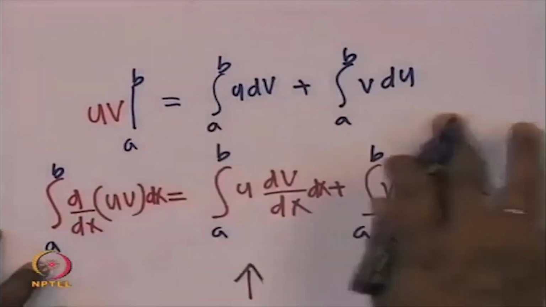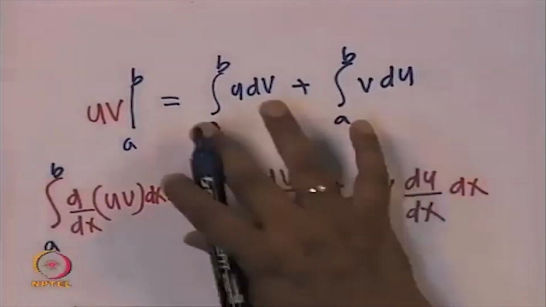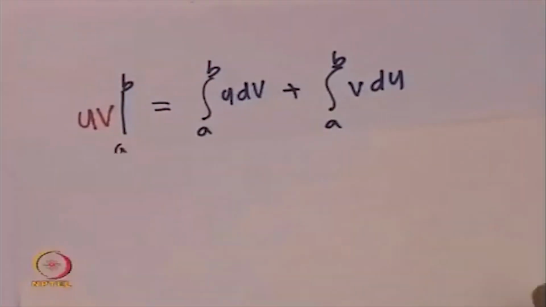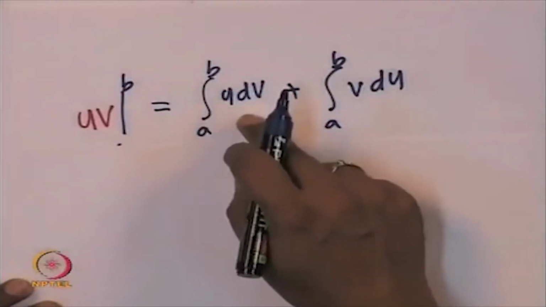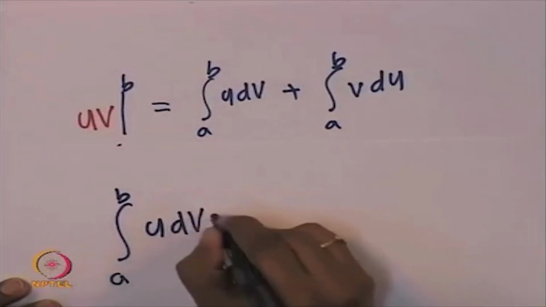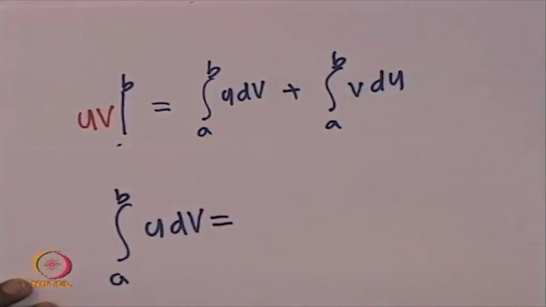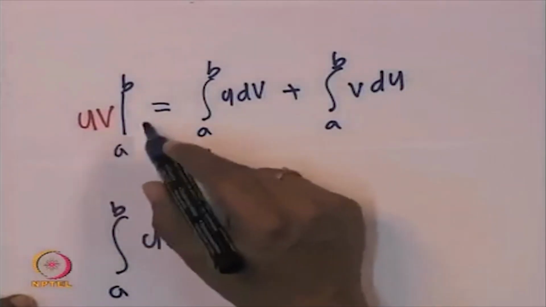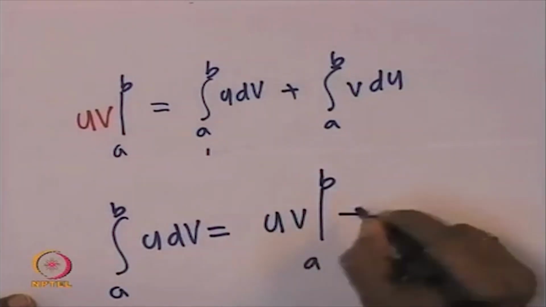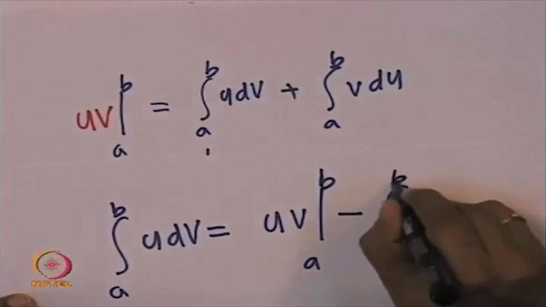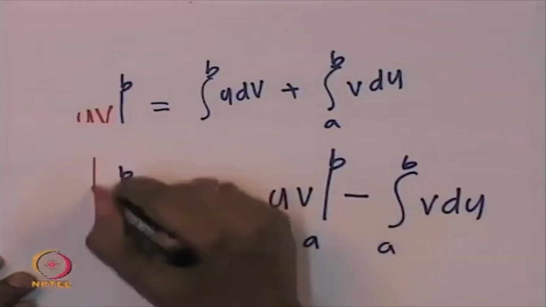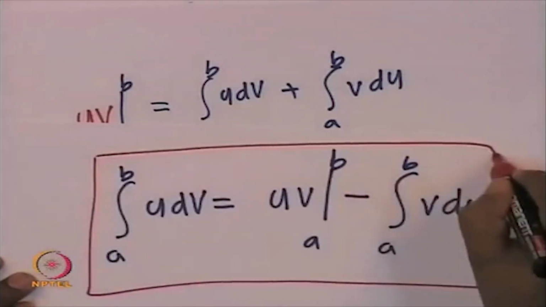So, we have an interesting formula here. What do we have in the formula? Let me write this in a slightly different way. Integral a to b u dv is equal to uv in the limits a to b, minus integral a to b v du. This is an interesting formula which will be very useful, and we will be using it later.